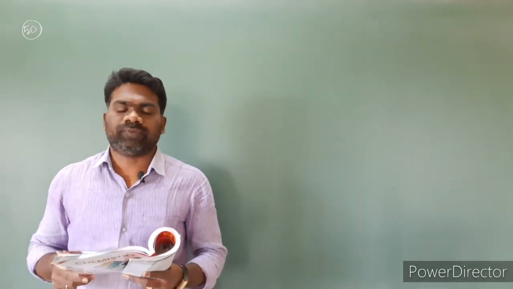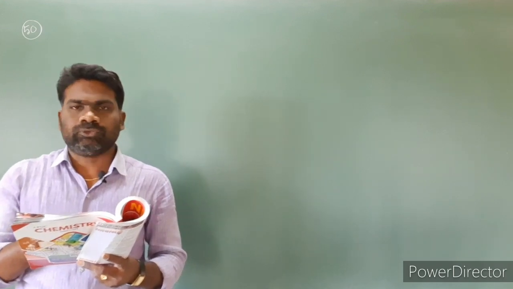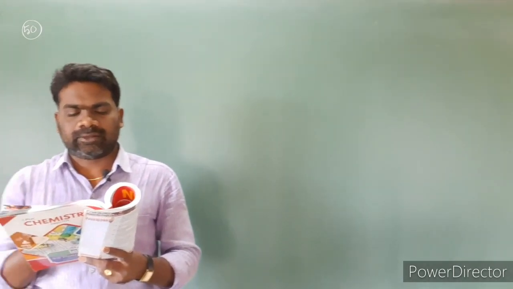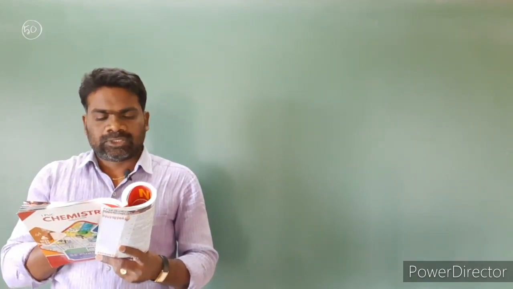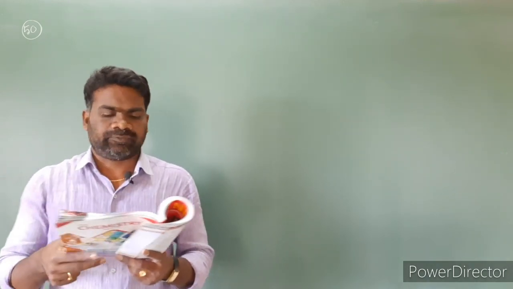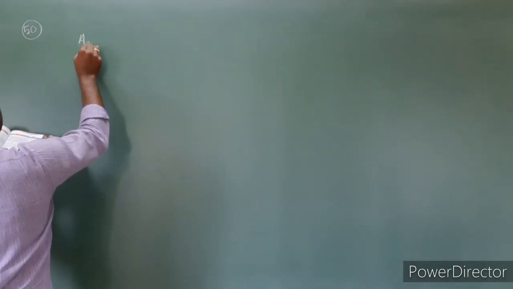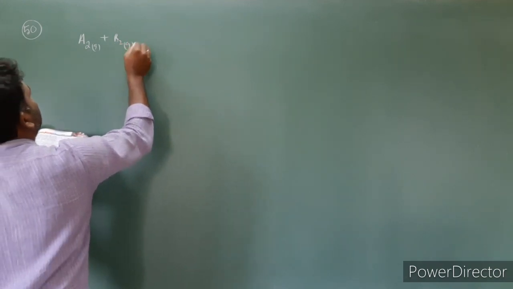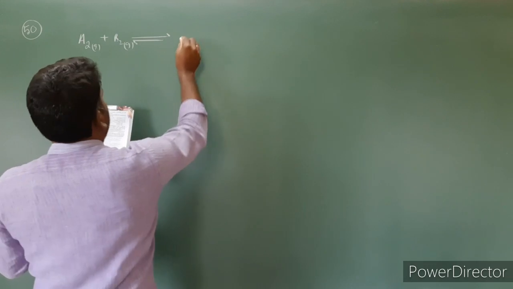Next, question number 50. Look at question number 50. For A2 plus B2 gives rise to 2AB, the rate constant of the forward reaction is given as 5 and the rate constant of the backward reaction is 15. Kc for 2AB gives rise to A2 plus B2 is, first let's write the equation. A2 gas plus B2 gas gives rise to 2AB.